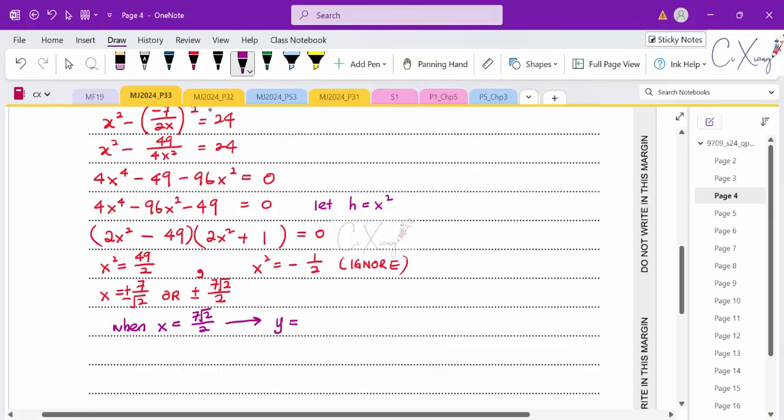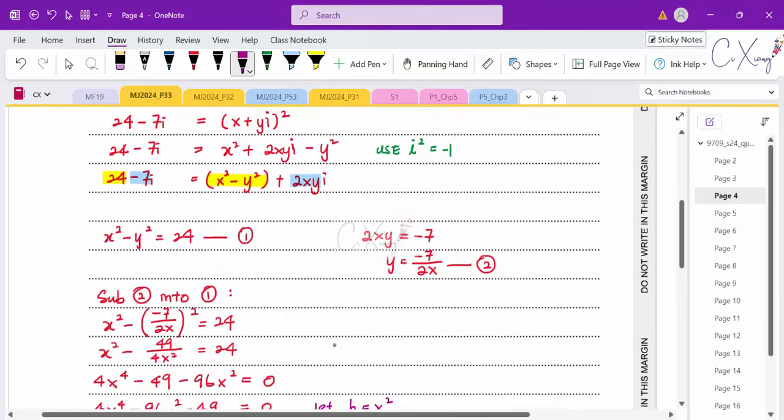Okay, so there are a lot of students, right? When they successfully find x and want to find the value of y, they substitute it back into the equation that involves the square. So my suggestion is please substitute into the linear equation, so that you no need to consider again which is the correct answer and which is the wrong answer. The linear equation will give you a direct answer.